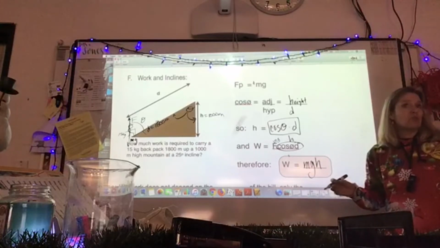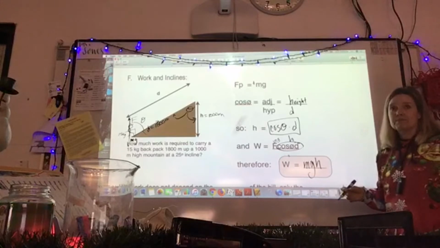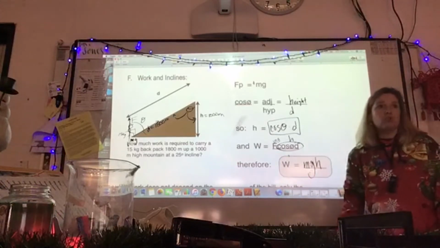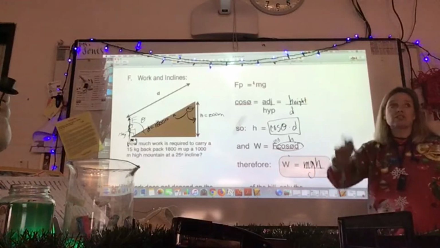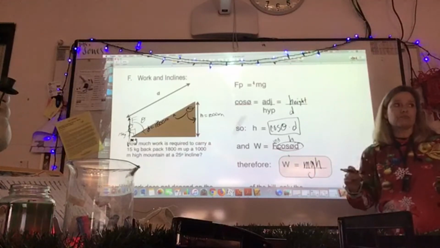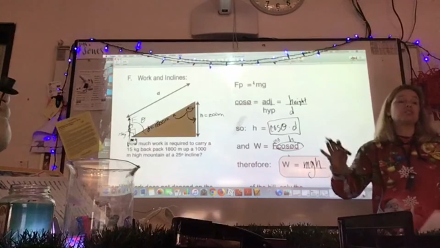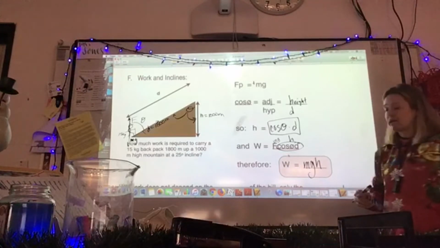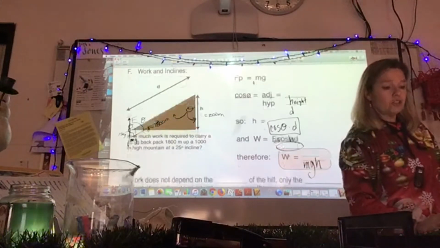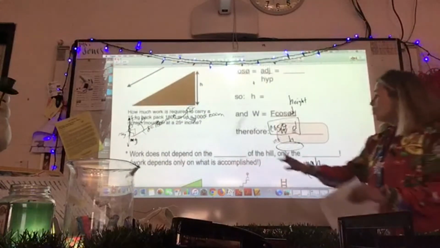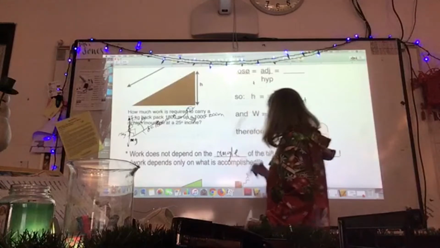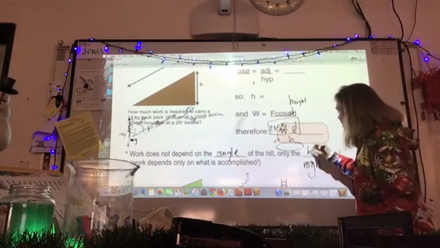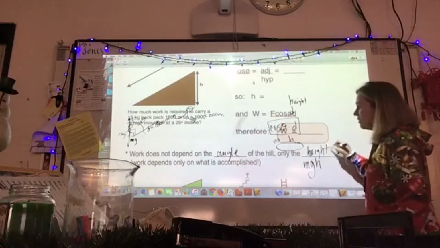What else doesn't matter? The distance you went. And the speed doesn't matter as long as you don't accelerate and as long as there's no friction, no resistance to your motion. Really, really interesting there. So the work does not depend on the angle of the hill, only the height of the hill.